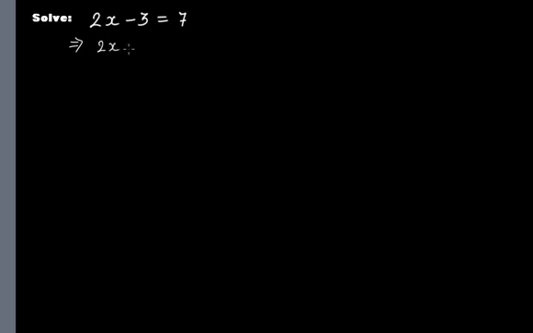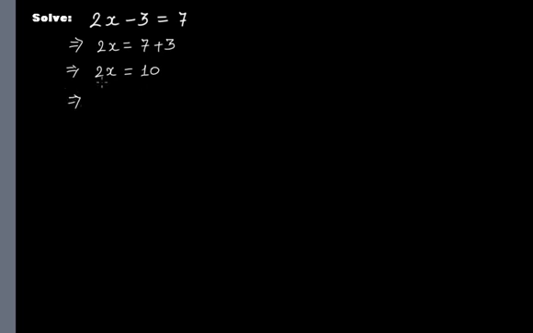So this becomes 2x is equal to 7 plus 3. If you solve it, you get 2x is equal to 10. Now, we want on the LHS only x, right? Think what can we do so that we have only x, that is the variable x, on the left hand side. The first thing that should come in your mind is that we should divide both the LHS and the RHS by 2. And why both the sides? Because we have to maintain the equality, right?